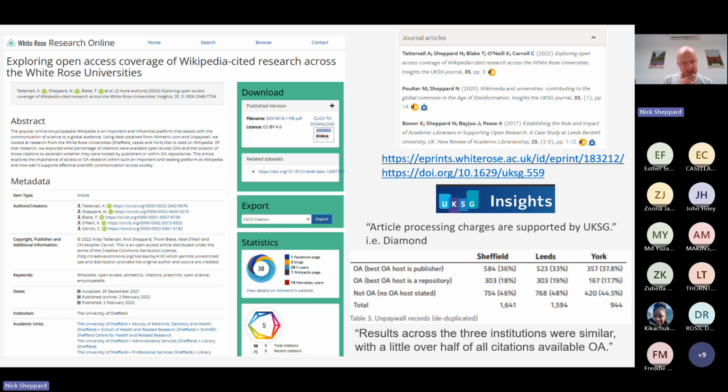Just to highlight, that article was Diamond. You can see there it says article processing charges supported by UKSG, which is the journal. So this is an example of a Diamond journal where we didn't have to pay as authors to publish, and nor do people have to pay to read. This is a record in the White Rose repository, which is the version of record because it's fully open access and licensed under Creative Commons, so we don't need to use the accepted manuscript. You can see there in the top right my profile, which is where the publication is fed out onto my staff profile.